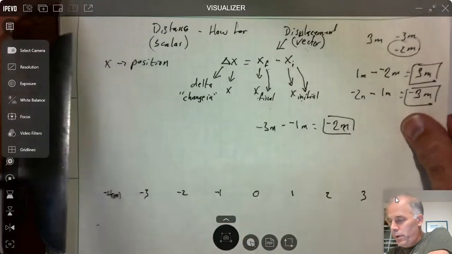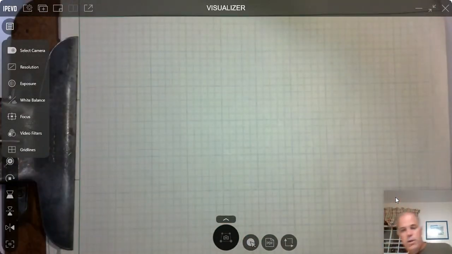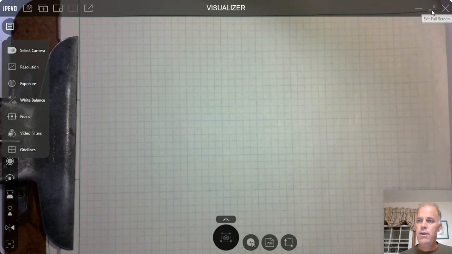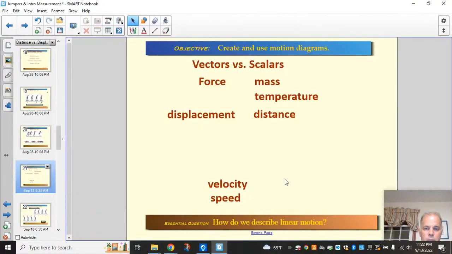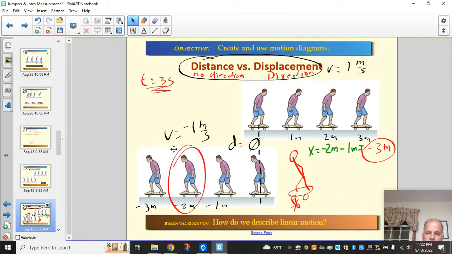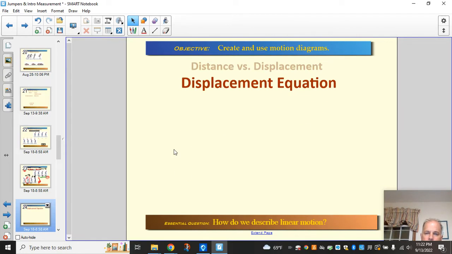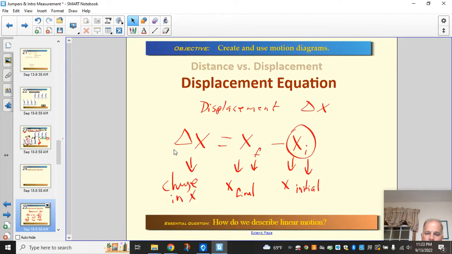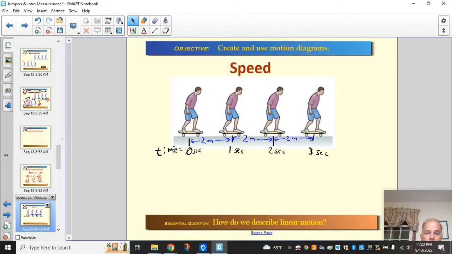Okay, we're going to need a blank sheet here pretty soon, so we'll come back to this one. Let's go back to our presentation. Okay, let's see, distance versus displacement. Yeah, so we saw that one. That's good. Let's see, displacement equation. We got that. That's the one we just did. That's super. And now we'll talk about speed.